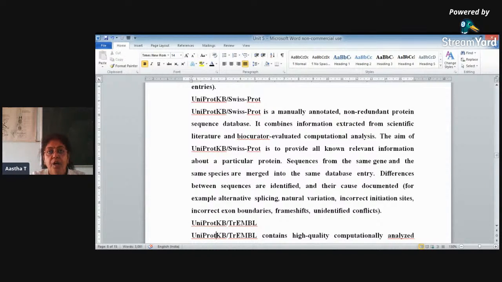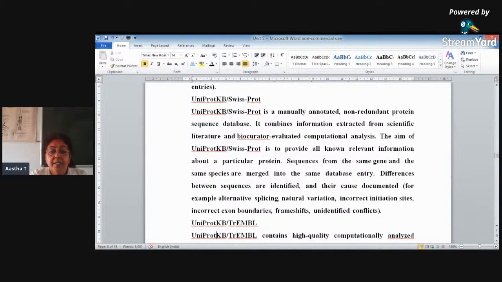That is because of the alternative splicing method we have studied, or because of natural variation, or incorrect initiation sites, or incorrect exon boundaries, or frame shift type of mutations, or unidentified conflicts. So there may be many reasons why there is a difference between those two proteins of a similar type or involved in a similar type of role or function.